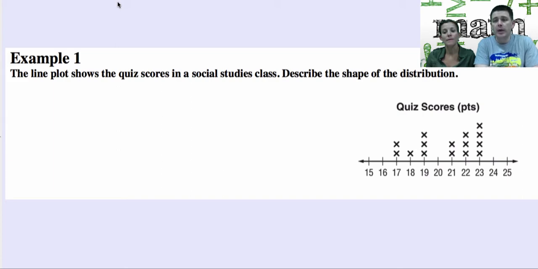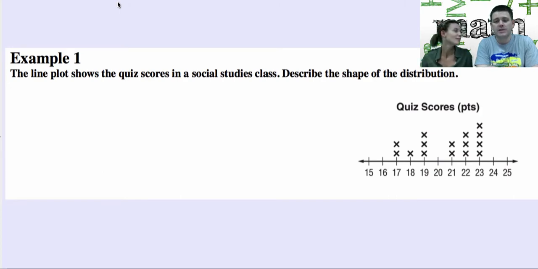Next one is a peak. That's our mode. That's the one that occurs the most. Sometimes there's one, sometimes there's more. But we would say there is a peak at 23 points. And now we need to talk about symmetry. Is it skewed left or is it skewed to the right?